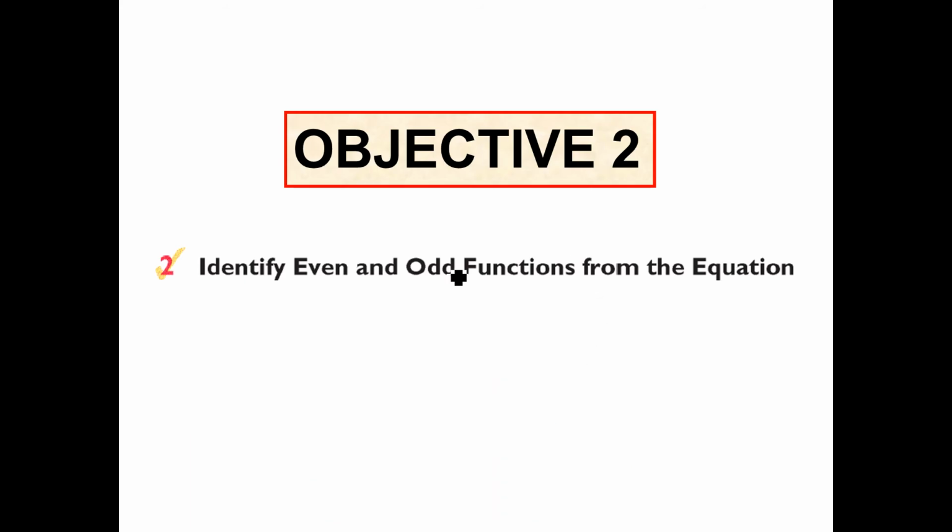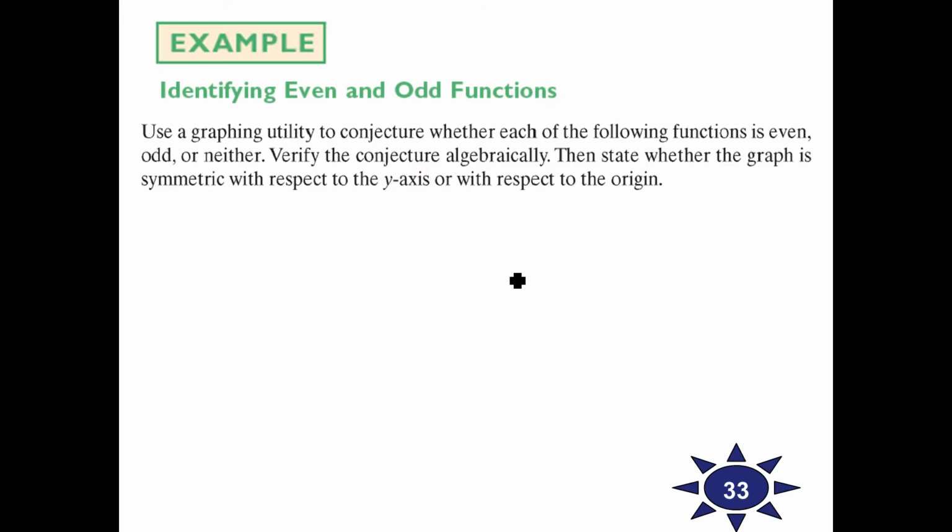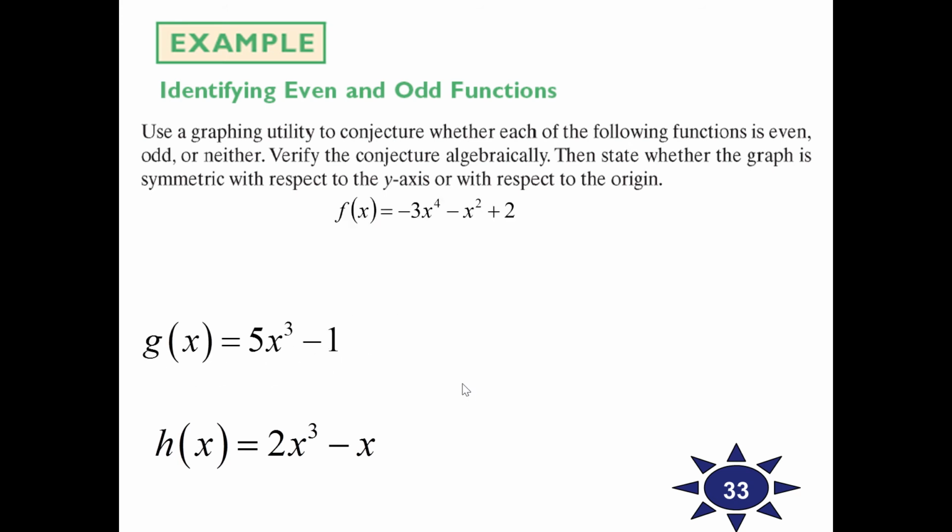Second objective, let's see if we can tell whether functions are even or odd just from looking at the equation. So here's our first equation. Negative 3x to the fourth minus x squared plus 2.